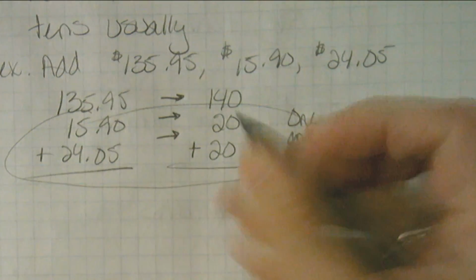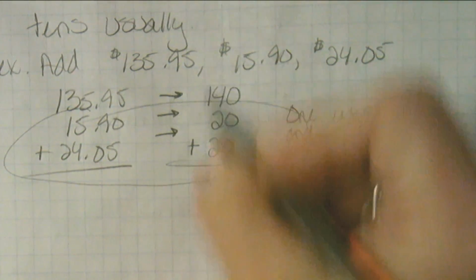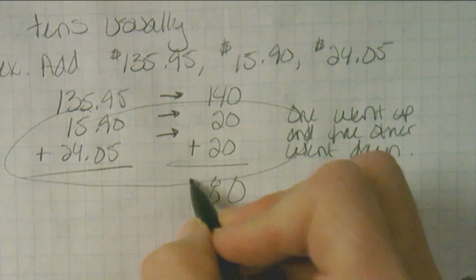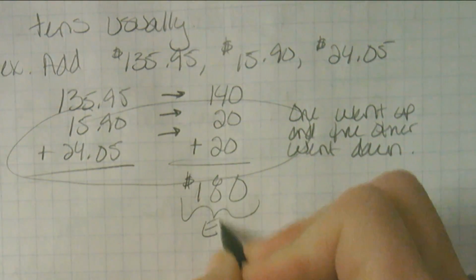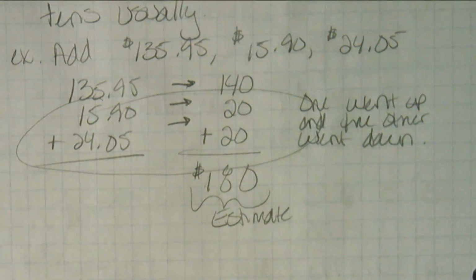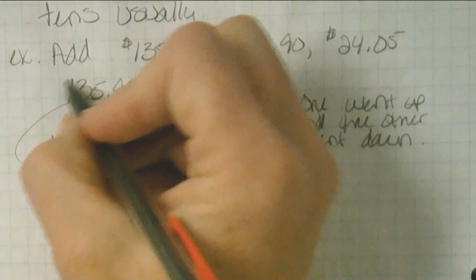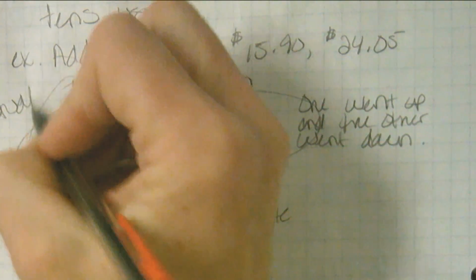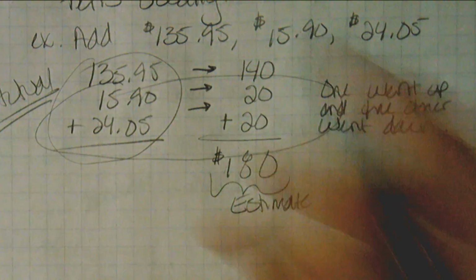All right, so now this is a much easier mental math problem. That's 140, that's 20, and that's 20, that's 180. Here is my estimate. I want you to do the actual so you can compare them. Here is our actual. I want you to add those to compare them to what we got, to see if it's a reasonable estimate. So add these all up.